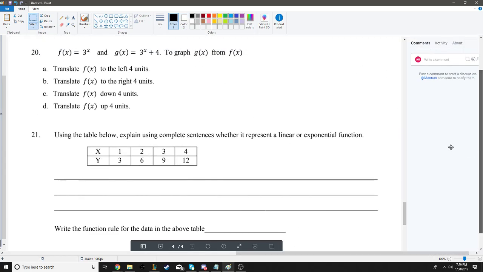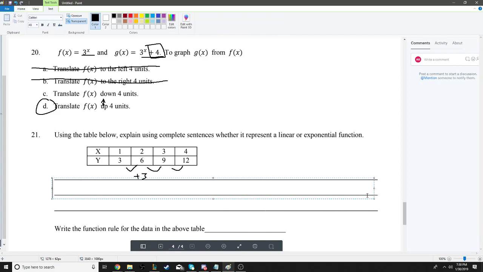Okay, next problem. So 3 to the x plus 4. Since this is positive, that means that you are going up 4. You guys only know up and down. If you see left and right, right away you know it's wrong, because you guys don't know how to do that yet. Right here, this pattern is going to be a plus 3. So you're going to say that it is linear, because there is a constant difference.